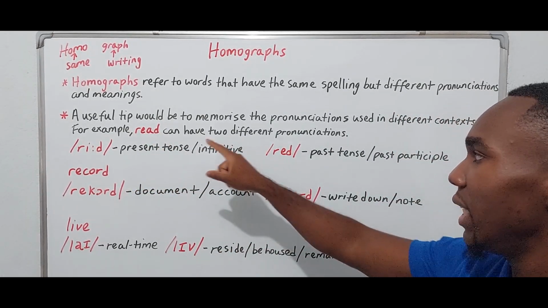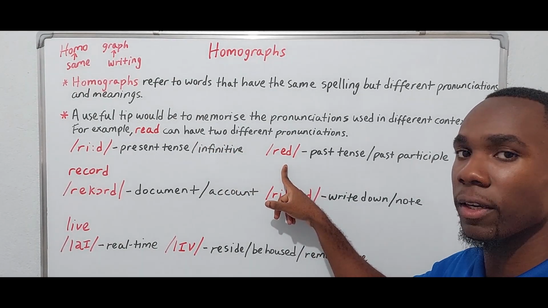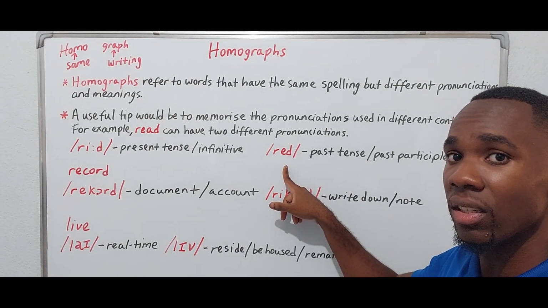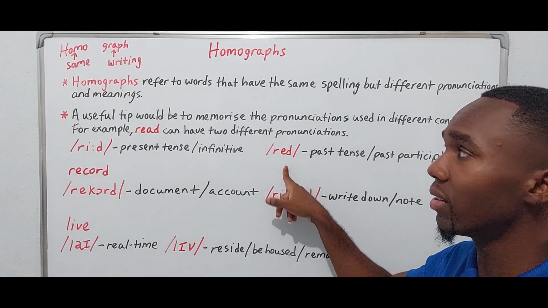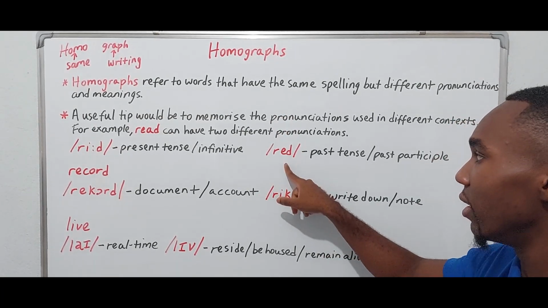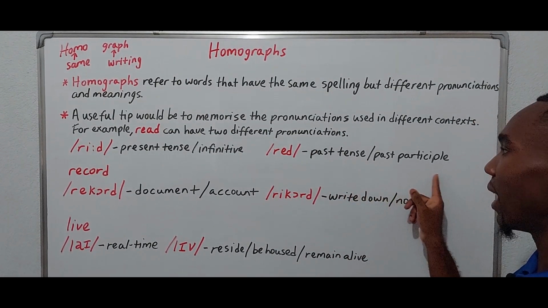However, read can be pronounced as red, right, just like the color red, right? But it is spelled the same. There's no change in the spelling. This is what makes it a homograph. There is no change in the spelling. So read, and read. So this is the past tense or the past participle.